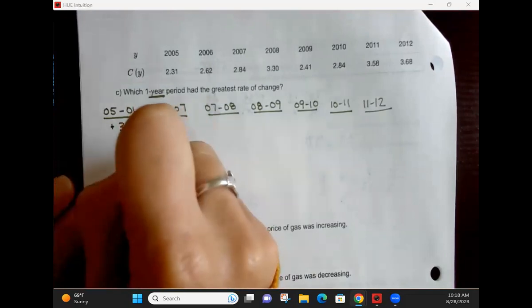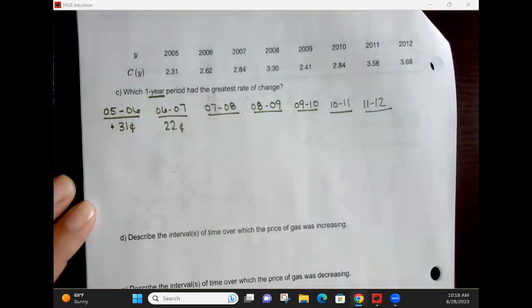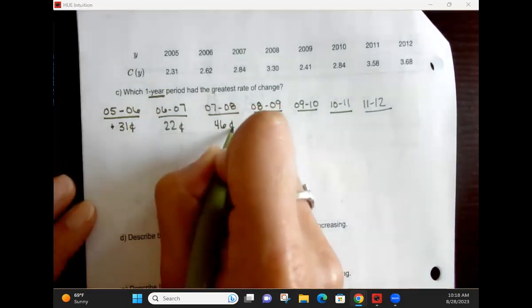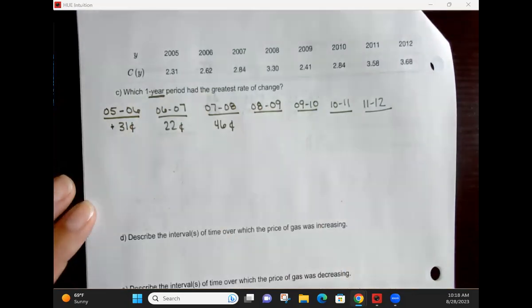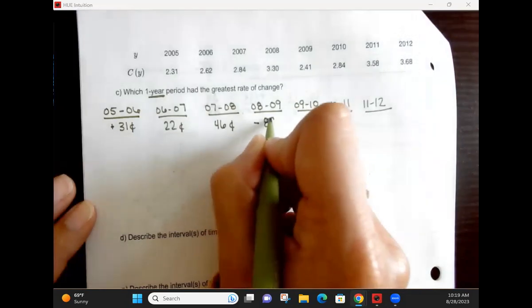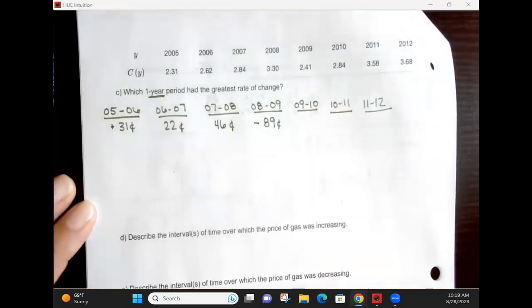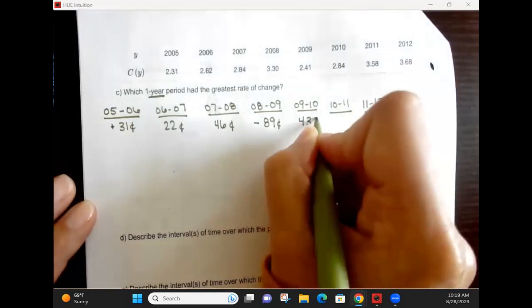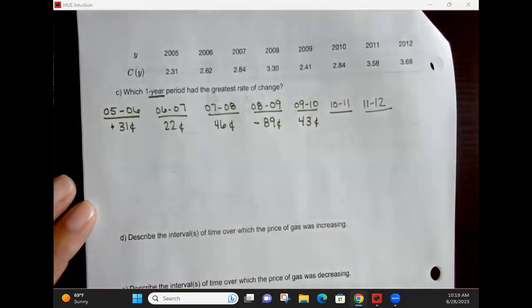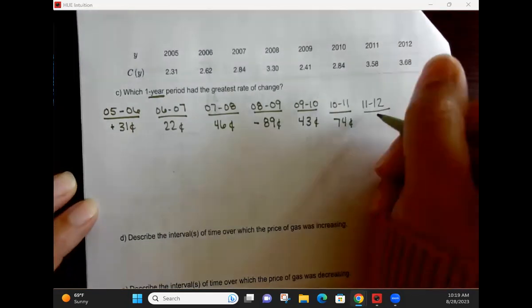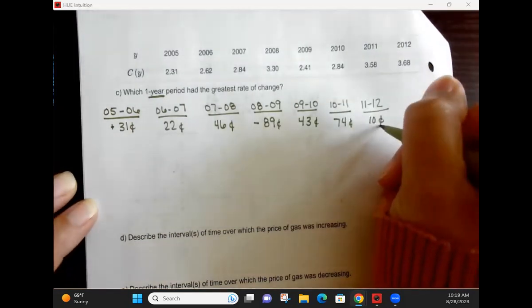06 to 07 is 22 cents, so that's another increase. 07 to 08 is an increase of 46 cents. 08 to 09 gives you negative 89 cents. 09 to 10 is a positive 43 cents. 10 to 11 is a positive 74 cents. And 11 to 12 is a positive 10 cents.